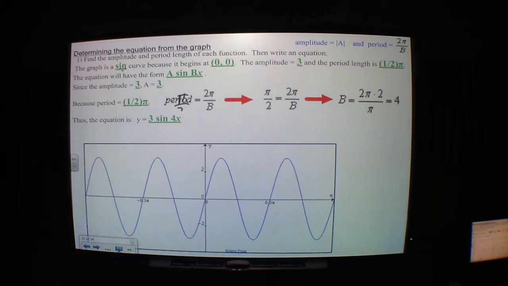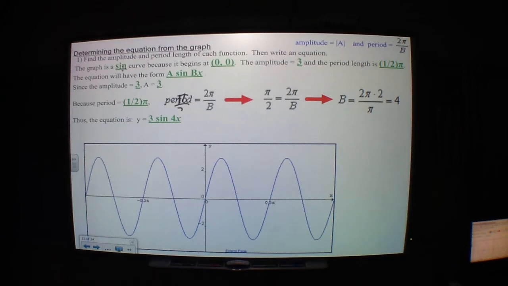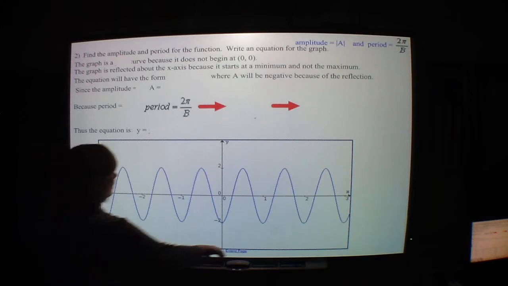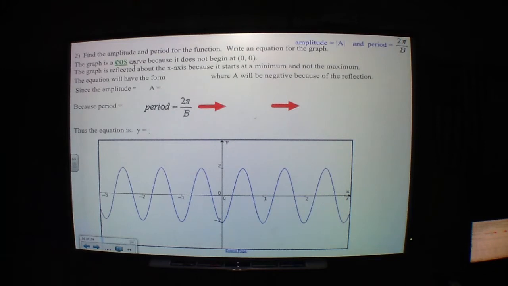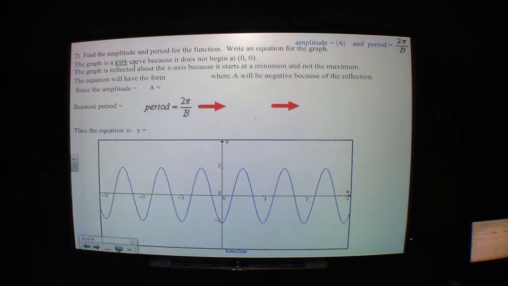You could have done a cosine curve, but the problem with the cosine curve is it's moved. So with the x, you would have a plus or minus how much you move it. This graph right here looks a little bit like, but not 100% like, a cosine curve, except not starting at the maximum, it starts at the minimum. So you could say, okay, this is a cosine curve, but it's probably a negative cosine. It's a cosine curve because it doesn't begin at 0, 0. It's reflected around the x-axis, because it starts at the minimum, not the maximum.